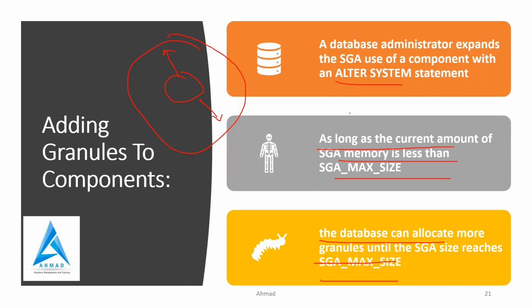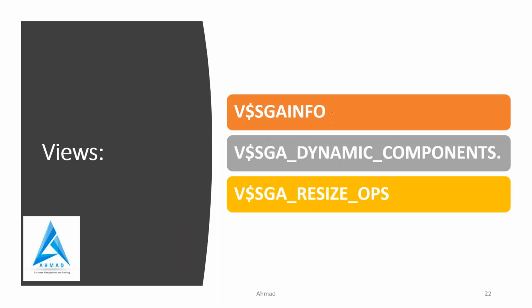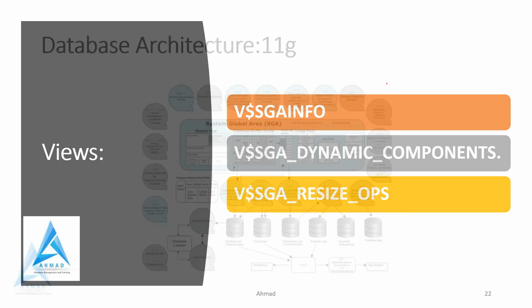Okay. And we have V$SGAINFO, V$SGA_DYNAMIC_COMPONENTS, V$SGA_RESIZE_OPS. These are the views to search about SGA and SGA component sizes, SGA component dynamic sizes, and SGA resize operations. So you can get this information from these.